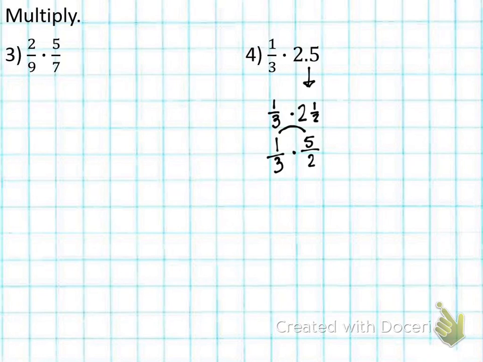1 times 5 is equal to 5. 3 times 2 is equal to 6, right? And then we check to see if our answer can be simplified, or are there any numbers that go into 5 and 6? Nope. So we're all done. And I know I got it right because I got a positive times a positive is equal to a positive.